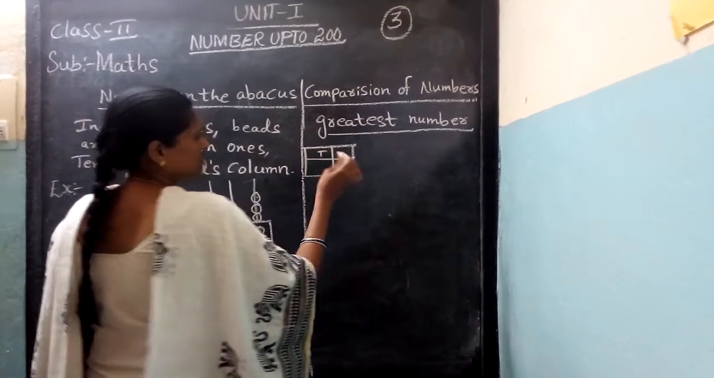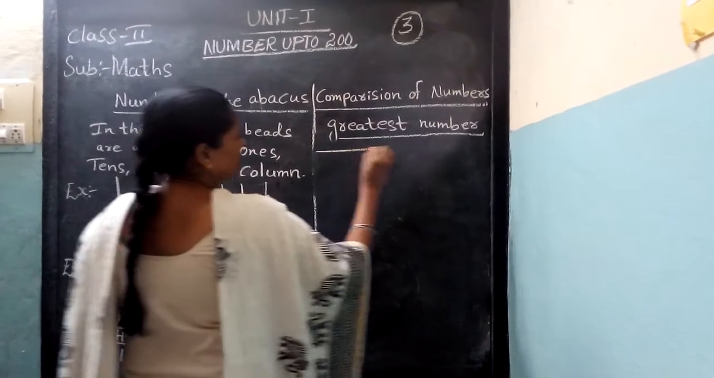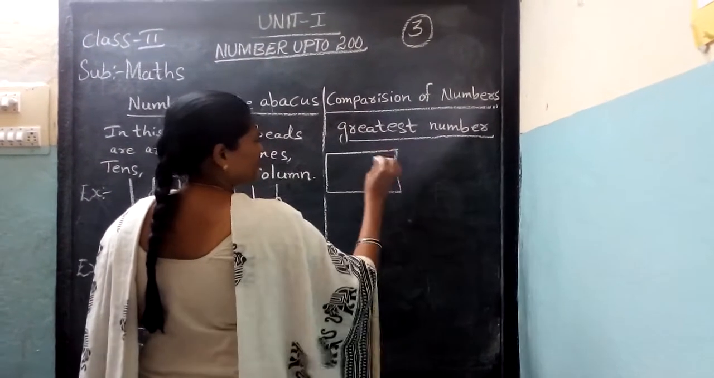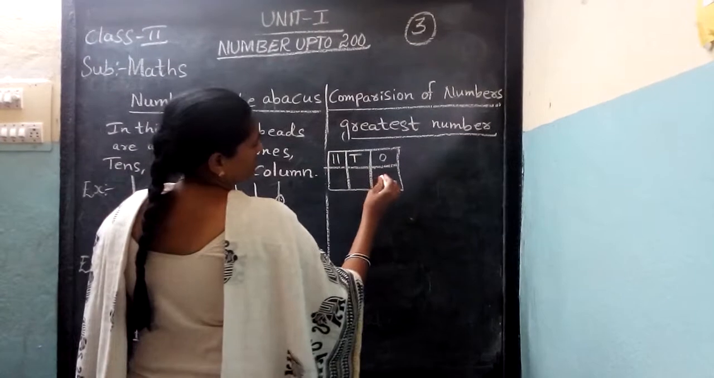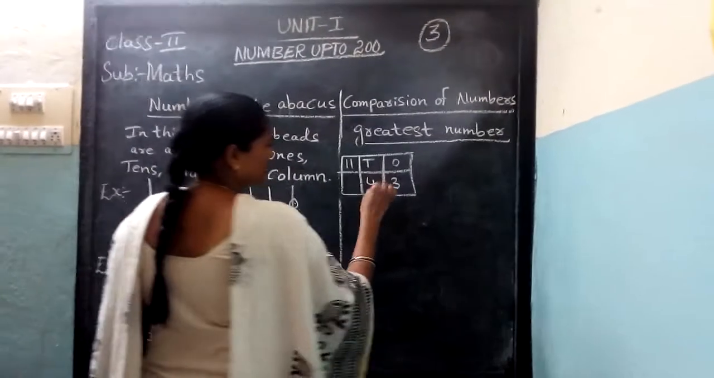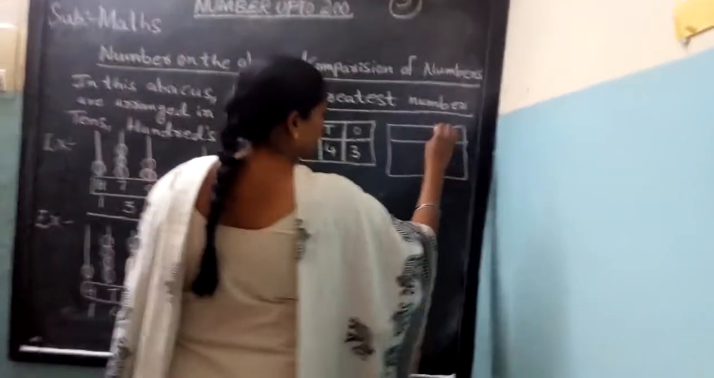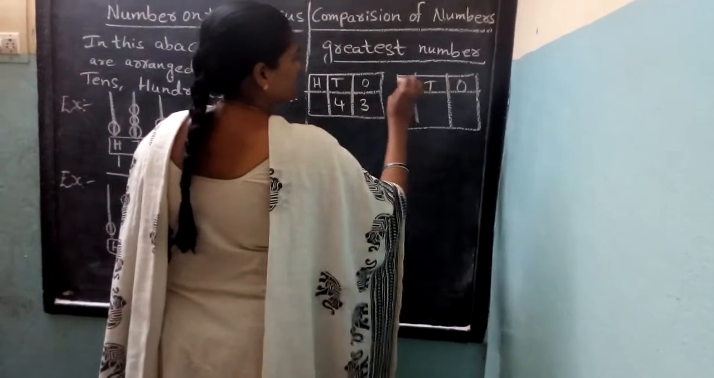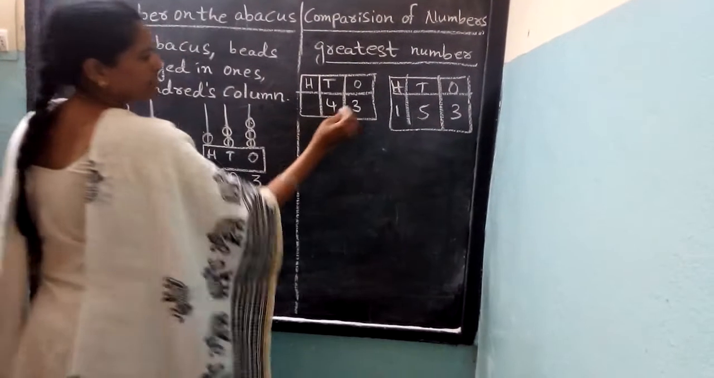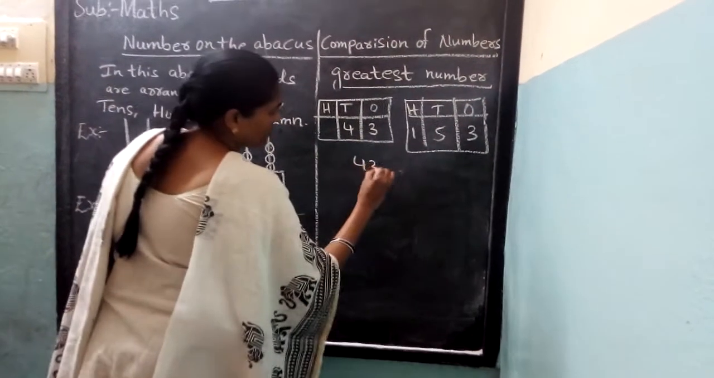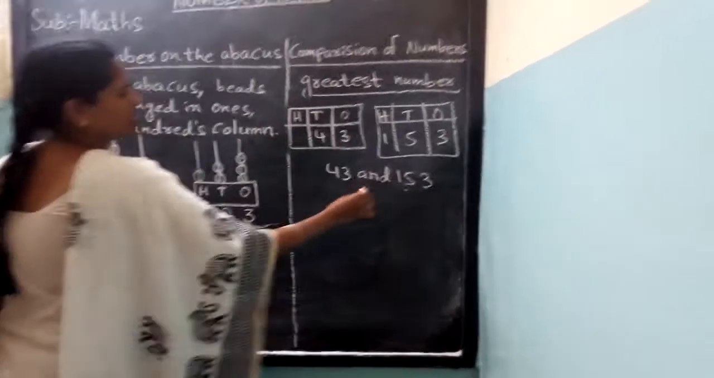ones, tens and hundreds. 3, 4. 43 is there. Next number, ones, tens, hundreds. 153. We have to compare this 43 and 153. In these two numbers, which is the big number?